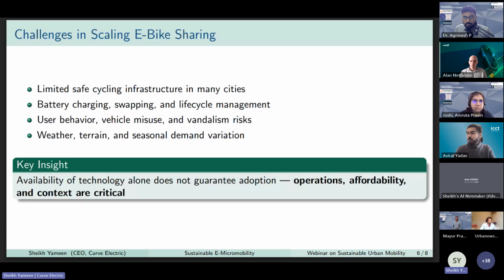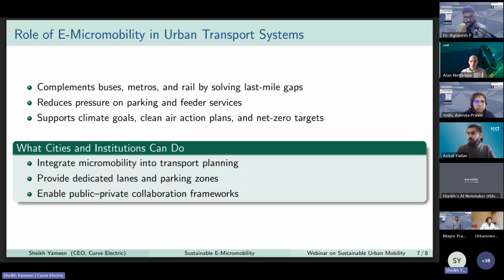Then weather, terrain, and seasonal demand, that is something that is a challenge and has been a challenge there. So I think these have been the key challenges that we have faced in terms of scaling when it comes to e-bike sharing. And yeah, I cannot emphasize enough the role of e-micromobility in the urban transport system.